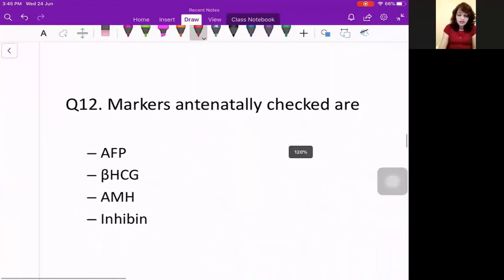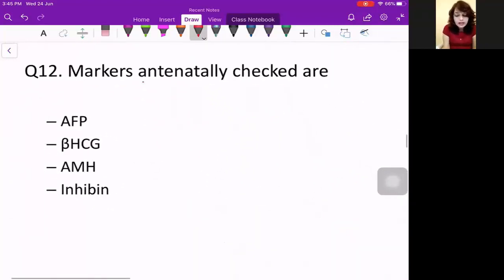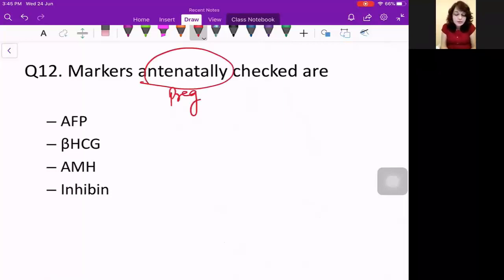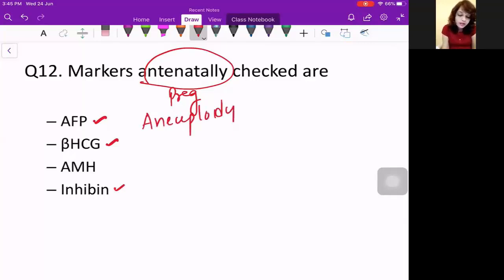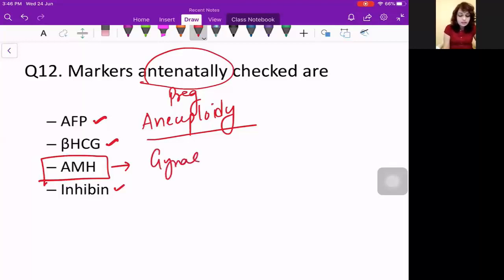Next. Markers antenatally checked are, antenatal means they are talking about a pregnant lady. Let's see. Alpha-fetoprotein, beta-HCG, anti-Mullerian hormone, and inhibin. Alpha-fetoprotein, beta-HCG, and inhibin are the markers checked antenatally, and they are asking you about aneuploidy markers. Anti-Mullerian hormone is not done in the antenatal period. We usually do it in the gynae cases, whereas the others are in the OBS cases.